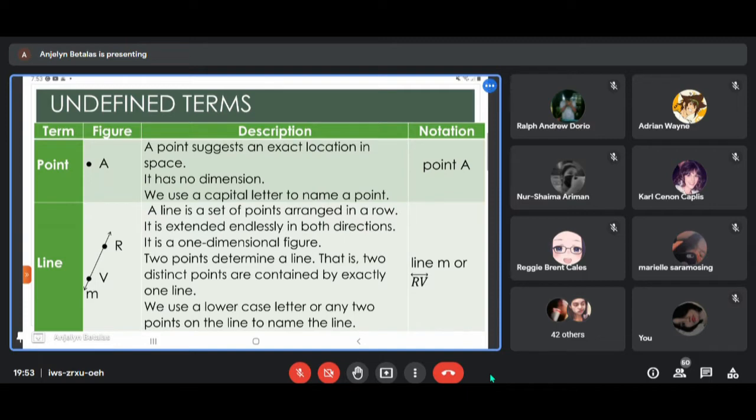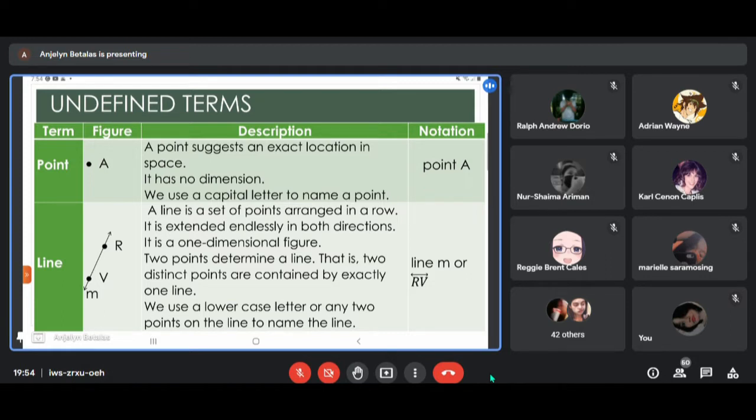Next is the line. A line, class, is a set of points arranged in a row. It is extended endlessly in both directions. The arrows there mean that it is endless, without end. So it is infinite. In our everyday view, a line is just a straight line, but in math, it means endless, infinite. It is a set of points. In the drawing, two points are shown, points V and R. But in reality, class, the definition of a line is a set of points.